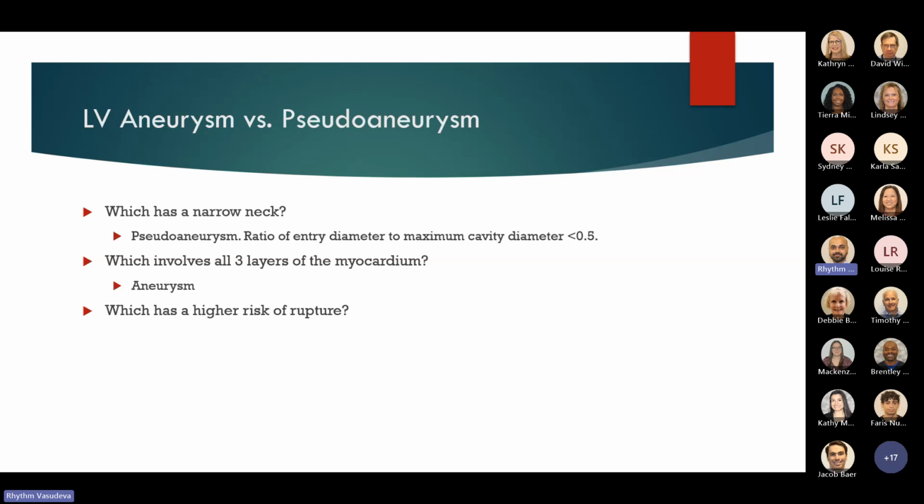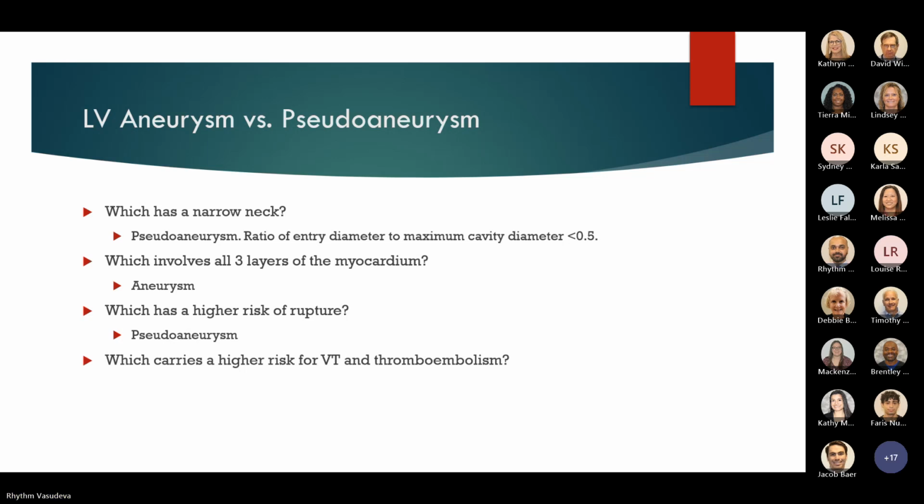And then which has a higher risk of rupture? With only 1 layer protecting it, the pseudoaneurysm poses the highest risk of rupture. So even though a pseudoaneurysm is an outpouching of the heart with the pericardium protecting it, it has no myocardial tissue, so there's no change in myocardial structure. But aneurysms, on the other hand, thin out the entire area of the myocardium, leaving them at a higher risk for VTs and especially scar arrhythmia and things like that.